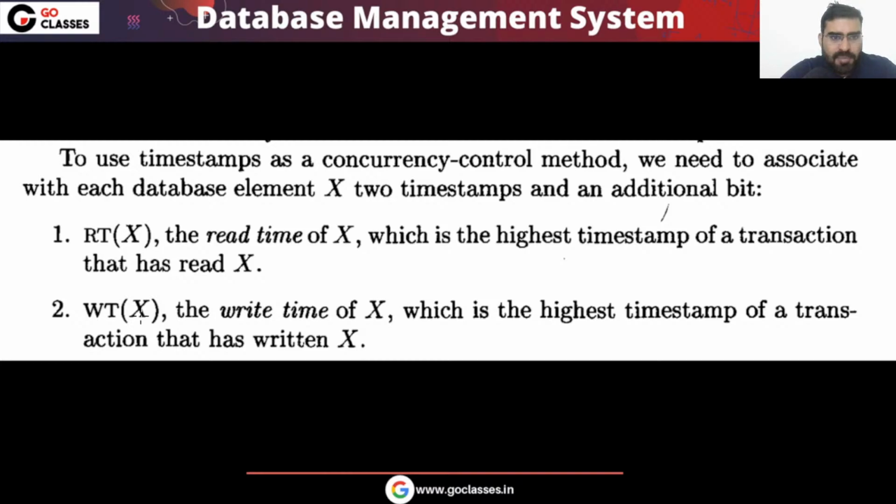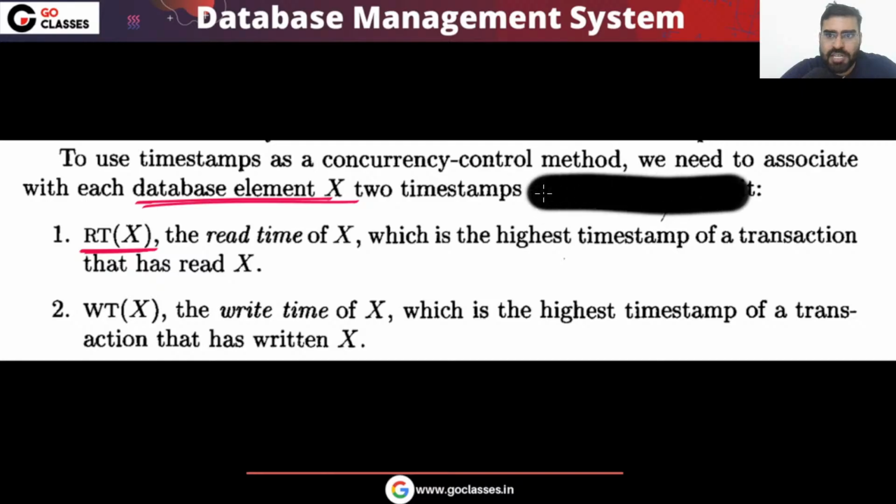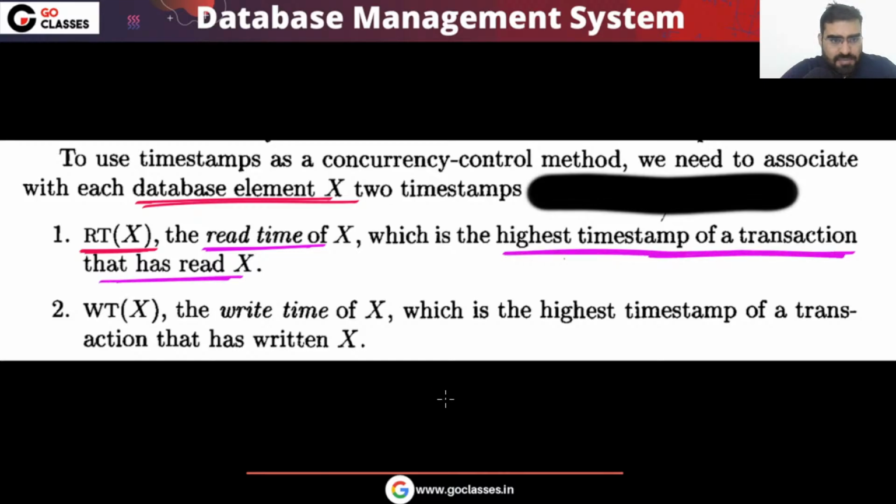Okay, so you can see the definition here. What is the read timestamp of X? For any database element X, we have two timestamps. The read timestamp of X is basically the highest timestamp of a transaction which is reading X. Basically, who is the youngest transaction reading X?